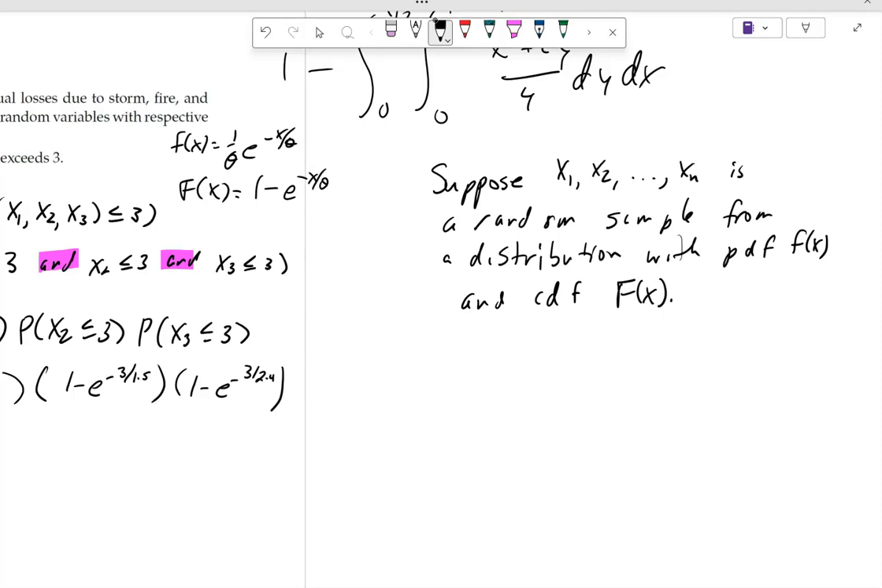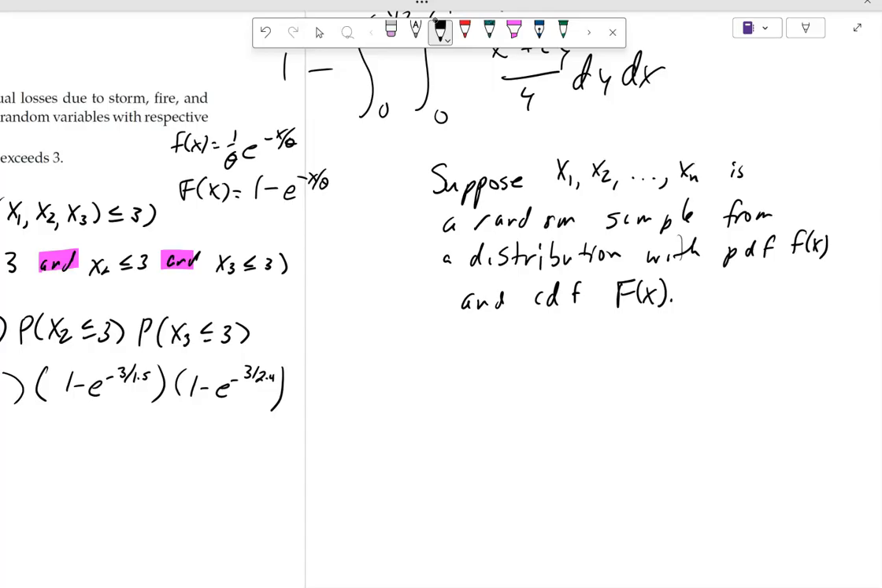So again, remember when I say that we have a random sample, I'm treating each of the x sub i's as its own random variable. They're all independent, but they all have exactly the same distribution. So they all have the same PDF, they all have the same CDF.